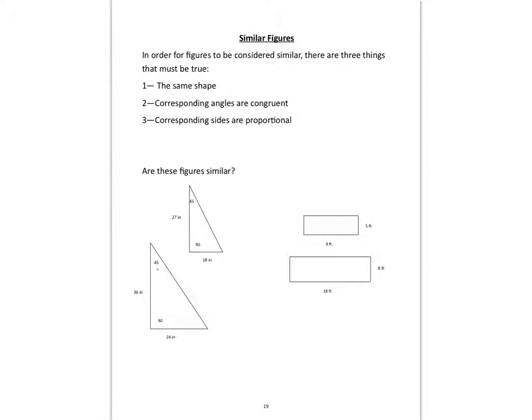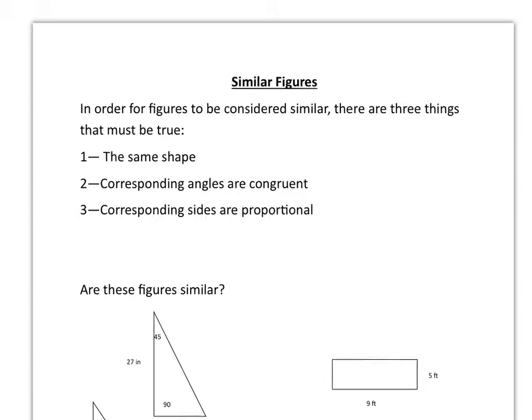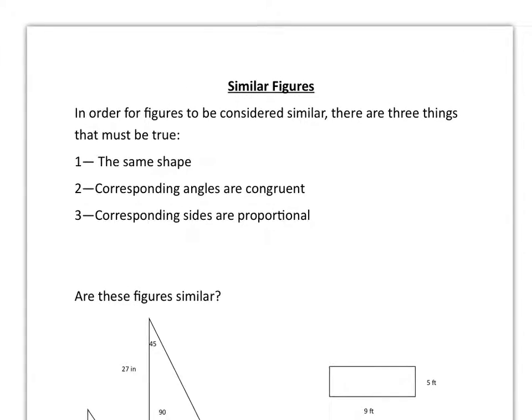Looking at page 19, you'll notice that the title of the page is Similar Figures. Something you have to know is the difference between similar and congruent. Now, these are defined at the start of your book, but the biggest difference is that similar figures have to be the same shape.